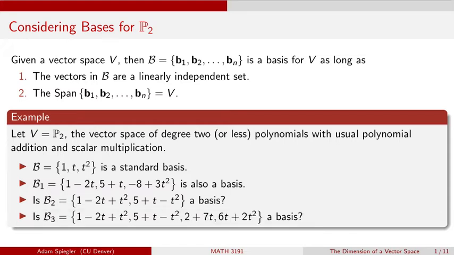And we can take a look at a set B3 that in this case consists of 4 different polynomials. And we can ask, is this a basis? Because this set has 4 elements, you might be suspecting no. And the reason why is that the vectors in B3 are not linearly independent. So if we're going to satisfy both of these conditions 1 and 2, any set that does that for this vector space is going to have to contain 3 different basis elements. And we'll prove this fact on the next slide.